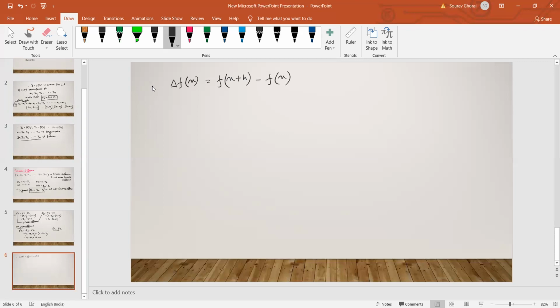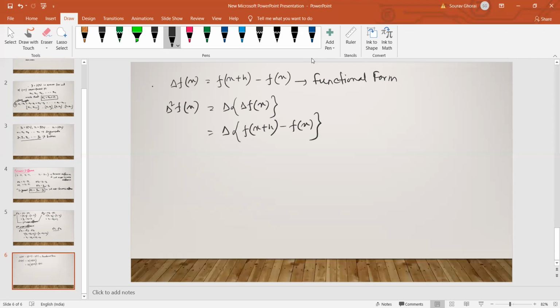So now the question is, how can we find this? This is the functional form. So now the question is, how can you find the second order, that is del 2 f of x? So del 2 f of x means we can write del of f of x. And so from here we can write del of f of x plus h minus f of x. We can write it very easily.